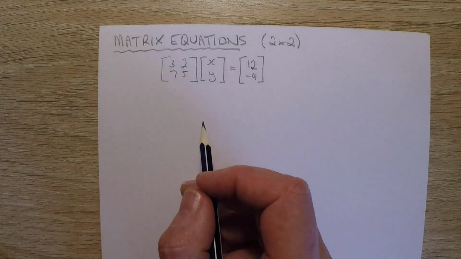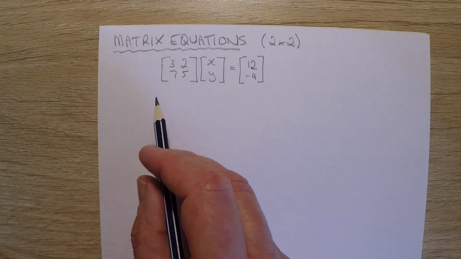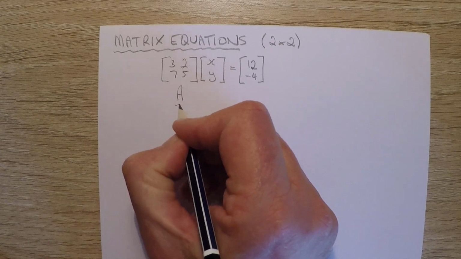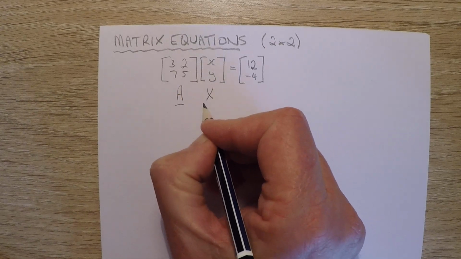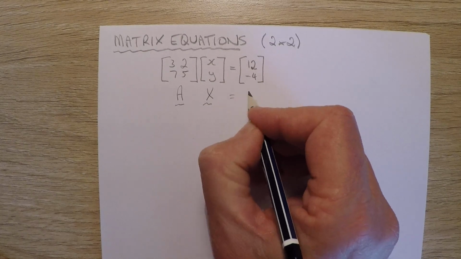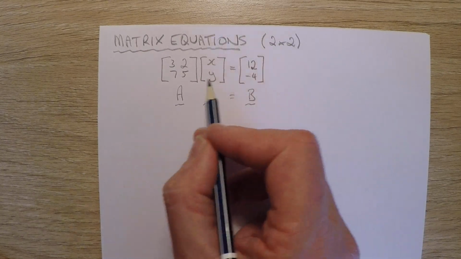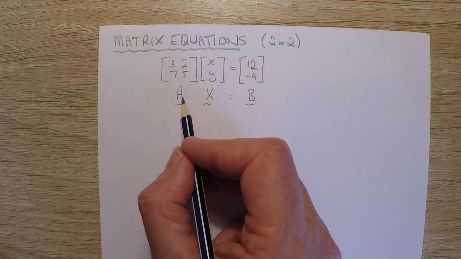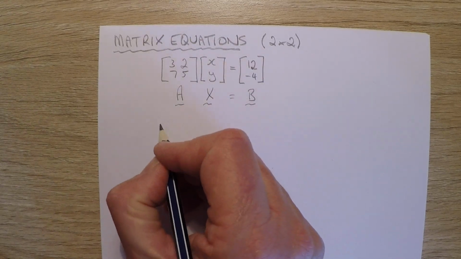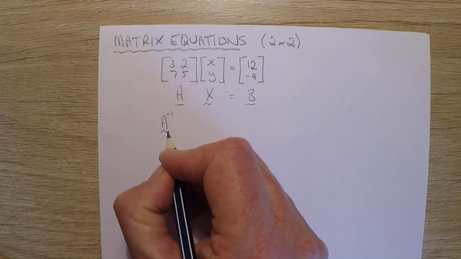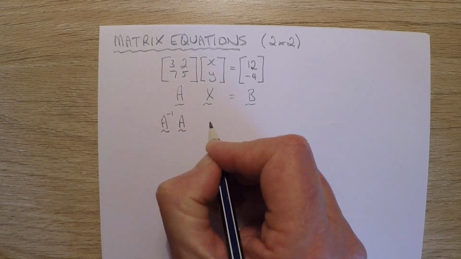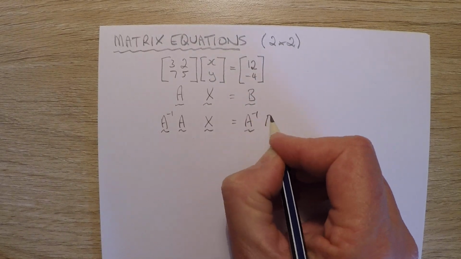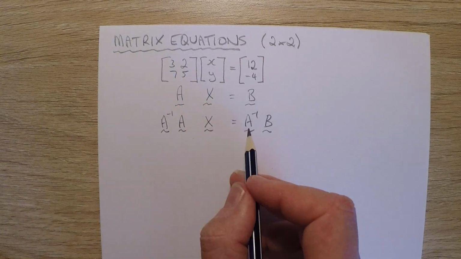I'm going to demonstrate how to use inverse matrices to solve this matrix equation. So let's designate this as matrix A, and this matrix X, and this as matrix B. These are the unknowns. Now I can't divide by matrix A, that doesn't exist. But what I can do, if it exists, is multiply both sides of this equation by the inverse of matrix A. So I've done the same thing to both sides.